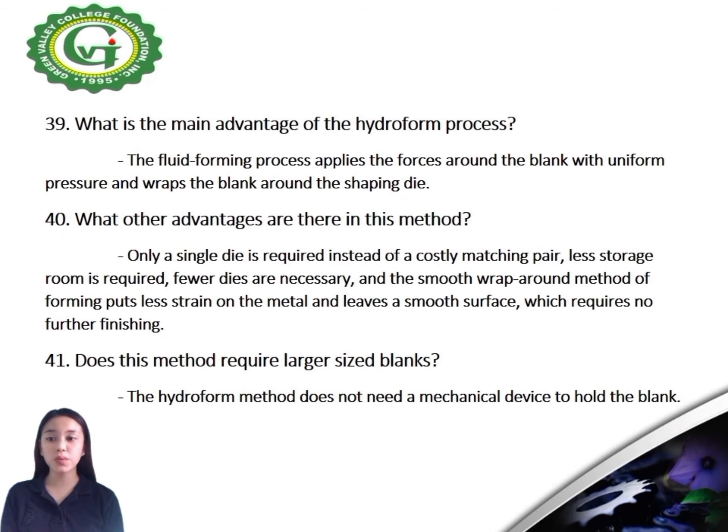What other advantages are there in this method? Only a single die is required instead of a closely matching pair. Less storage room is required, fewer dies are necessary, and the smooth wraparound method of forming puts less strain on the metal and leaves a smooth surface which requires no further finishing. Does this method require larger size blanks? The hydroform method does not need a mechanical device to hold the blank.